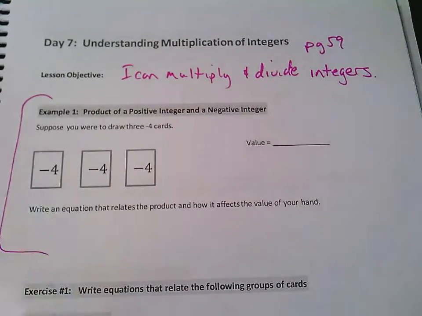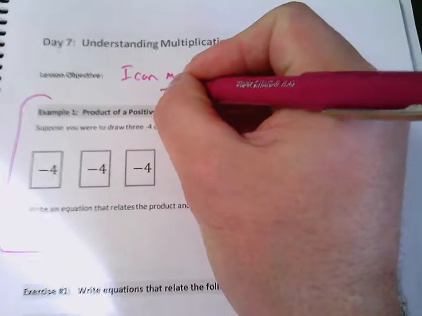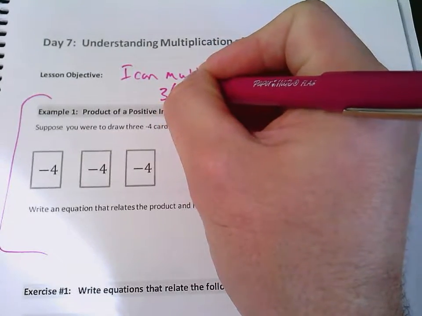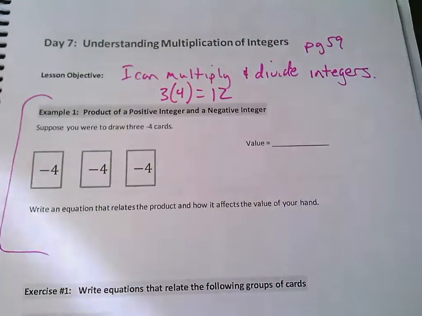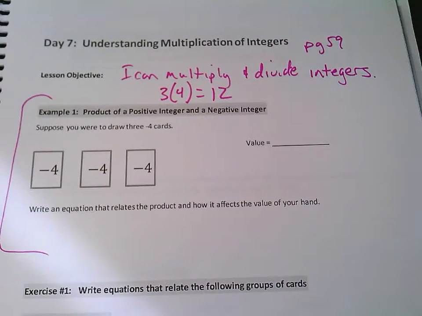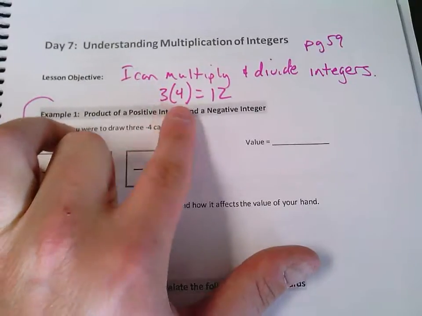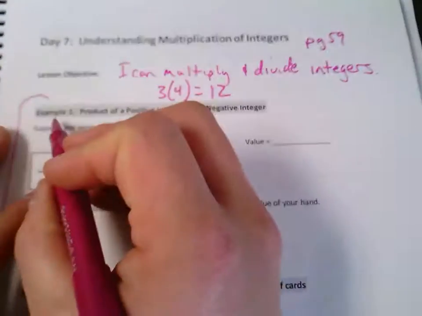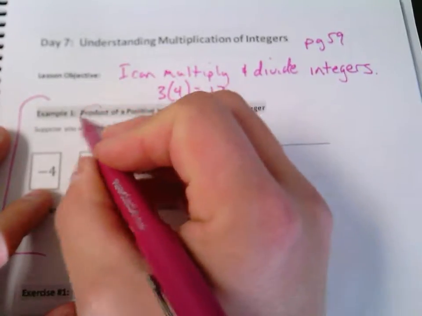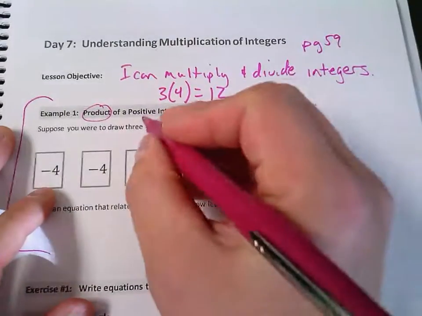Okay? So you're used to always taking a positive number like 3, multiply it times another positive number like 4, and 3 times 4 is equal to 12. And you get all positives when you multiply. All right, so now we have to consider what happens when you're multiplying with different signs. So example number 1 is the product. Product is the answer to a multiplication problem of a positive integer and a negative integer.